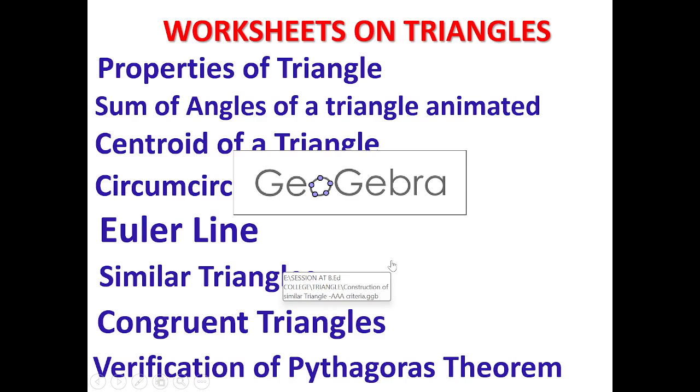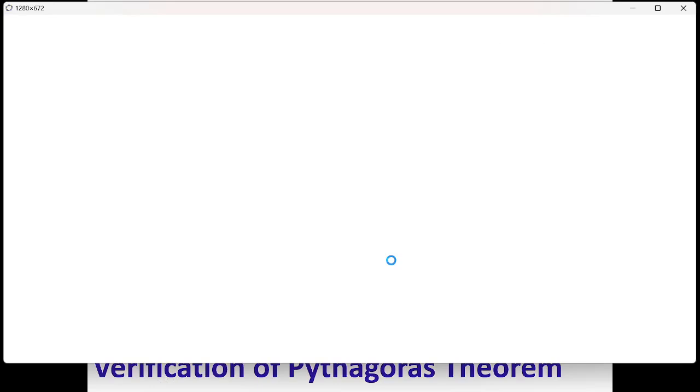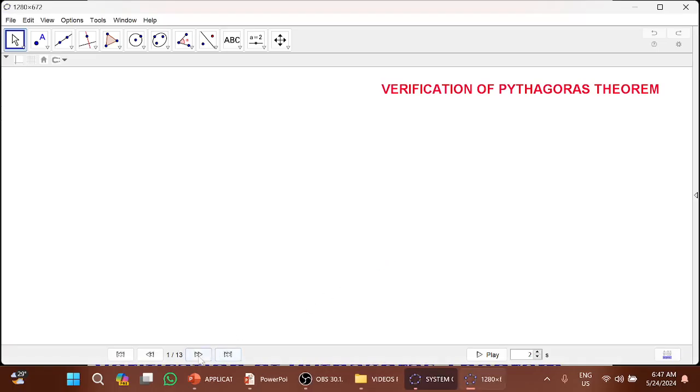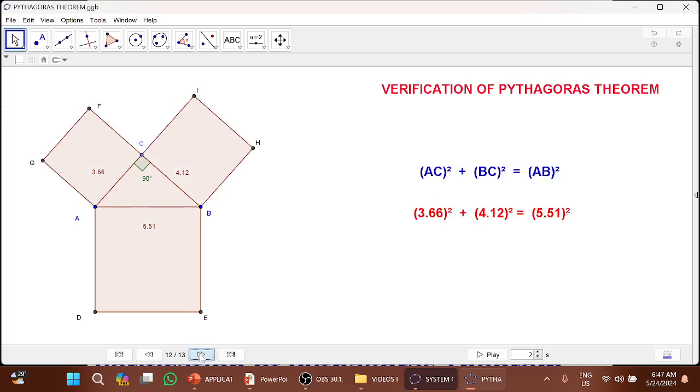That is by taking a right angle triangle and by constructing squares on all the three sides of the right angle triangle. And I have shown it over here, a right angle triangle I have taken, and I have formed three squares on every side of the right angle triangle.